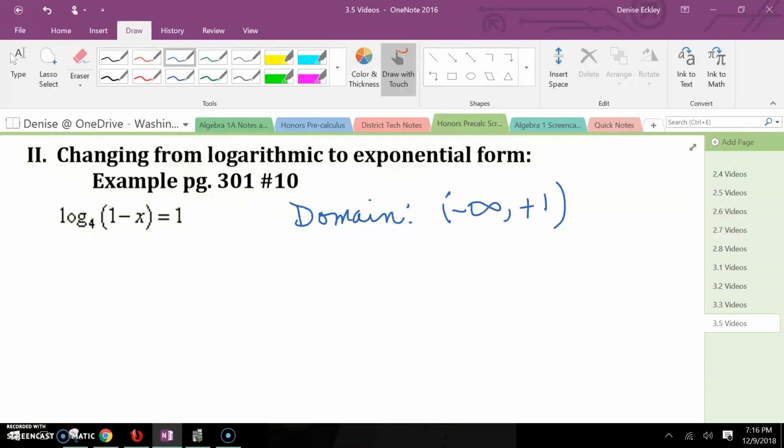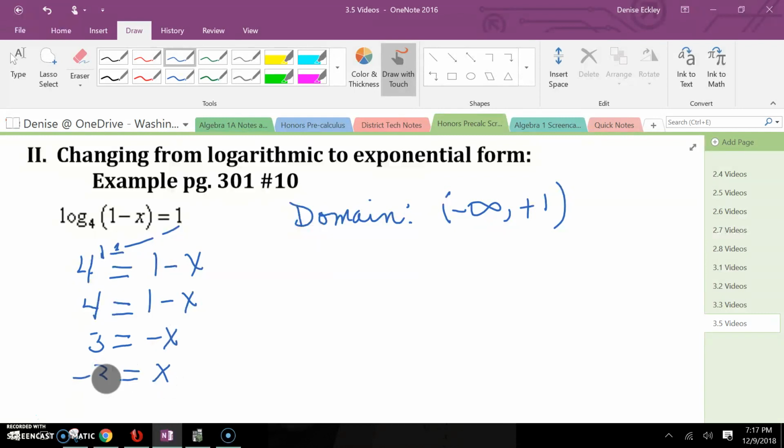So writing this in its exponential form, I take the base 4, raise it to the exponent of 1, and that is going to equal 1 minus x. So I have the equation 4 equals 1 minus x. Solving for x, I get that x equals negative 3. And that is indeed in the domain, so that is our solution.